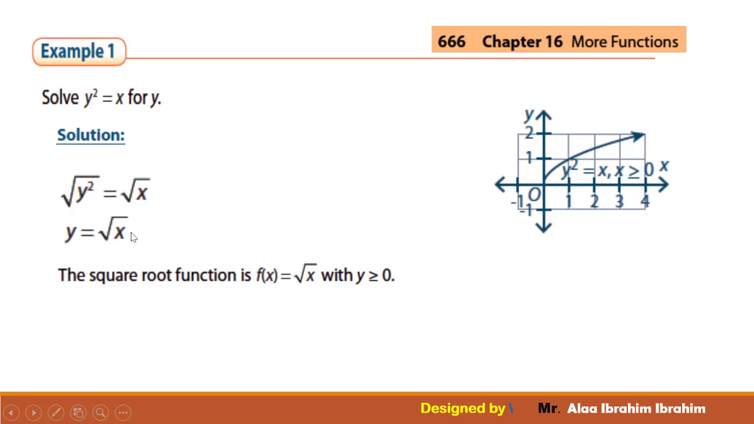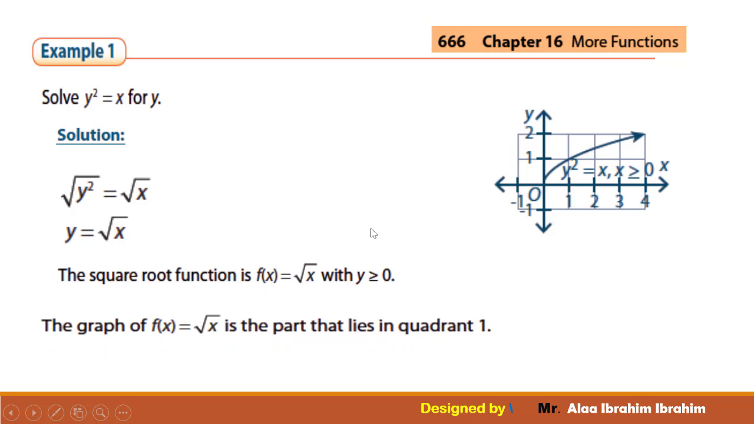So if I make a table for this, I will have 0. If I put 0, y will be 0. If I put 1, y will be 1. If I put 2, and so on, the square root of 2 is 1.4, something like this. If I take the square root of 3, it will be 1.7. So 3 and 1.7. So you will have this curve. It always starts from 0. It's impossible to be less than 0 because there is no square root for this.